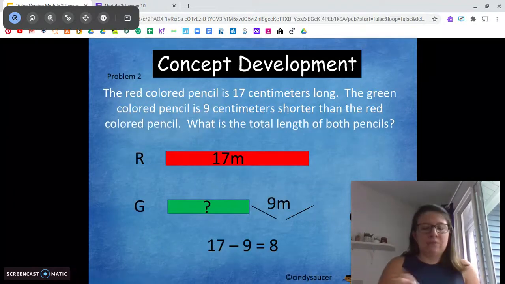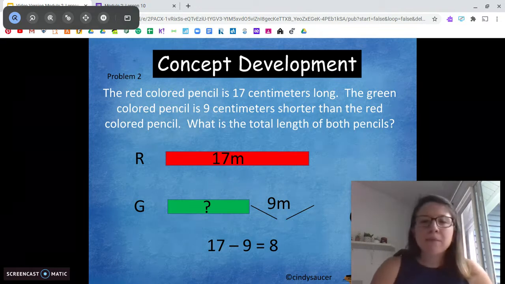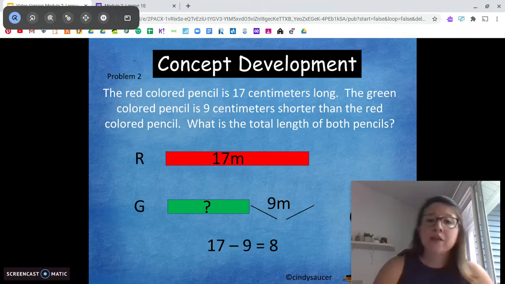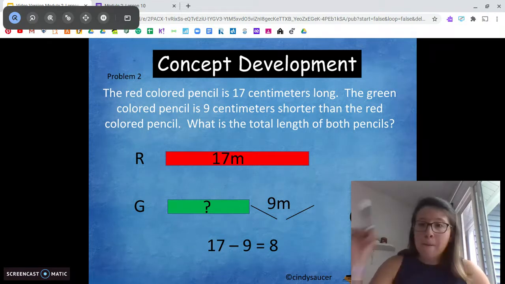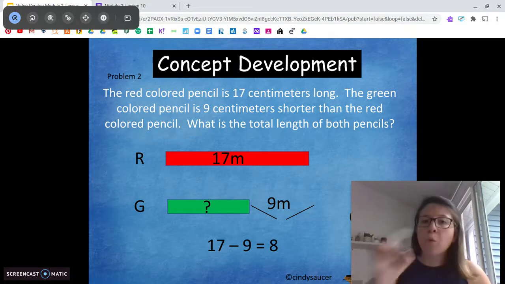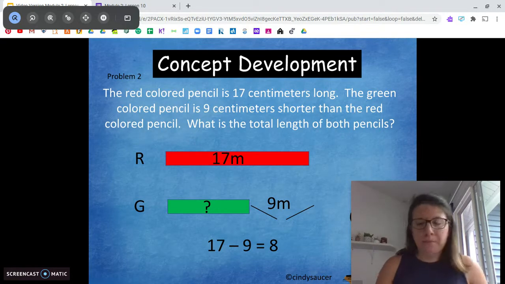All right, this one has the answer on here, so ignore that. It says, problem 2 says, the red colored pencil is 17 centimeters long. The green colored pencil is 9 centimeters shorter than the red colored pencil. What is the total length of both the pencils? Talk to somebody at home. What is our first step? Pause the video. Talk to somebody at home.